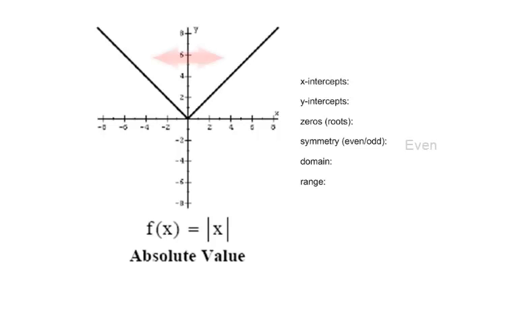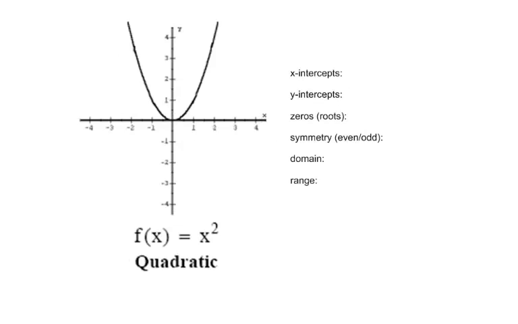This is an even function. It is a direct reflection over the y-axis. So it is symmetric about the y-axis, which means it is an even function. The domain of this function is all real numbers. All x values from negative infinity to positive infinity lie in the domain of this function. However, the range starts and includes y equals 0 and goes to positive infinity. So here is the parent absolute value function.